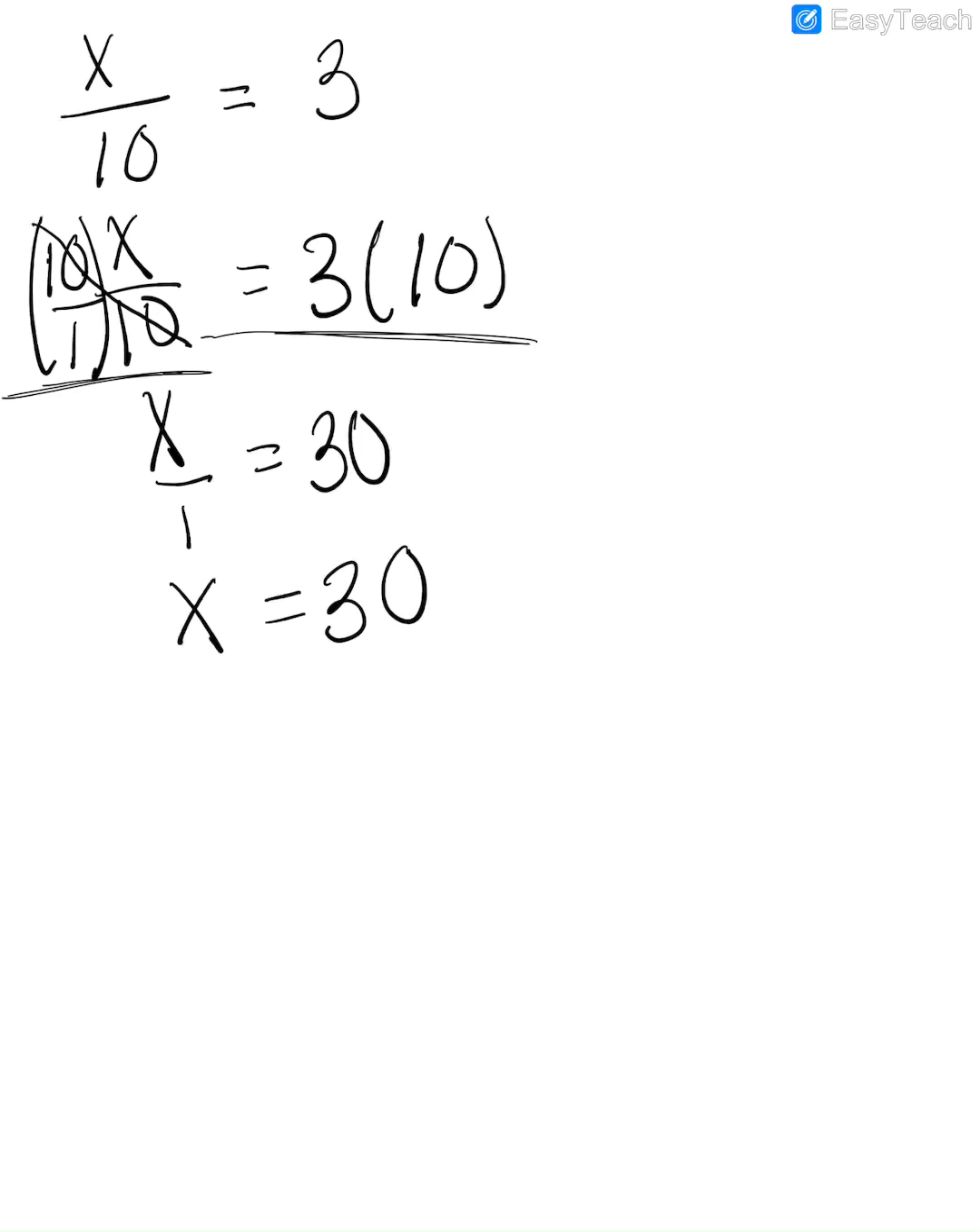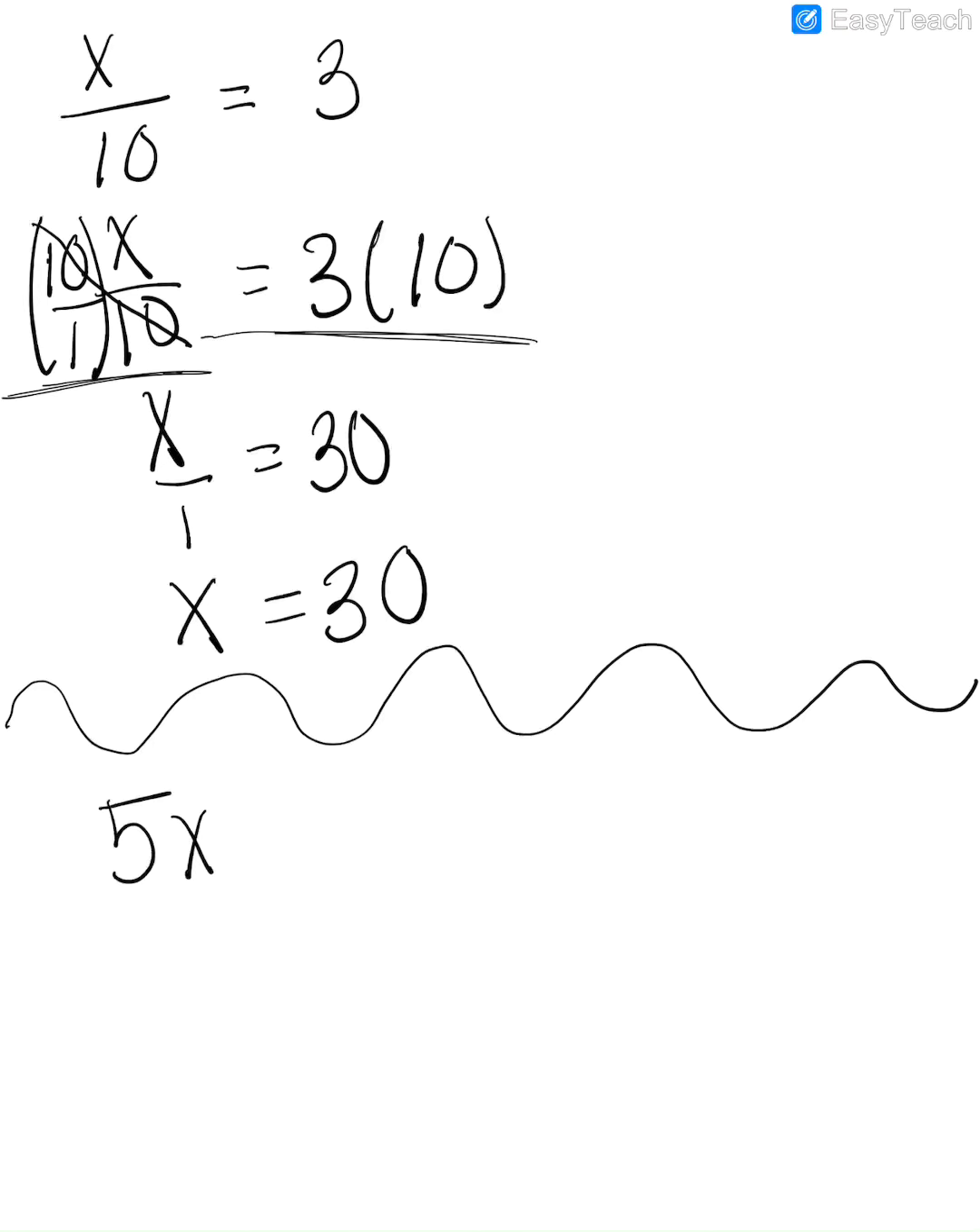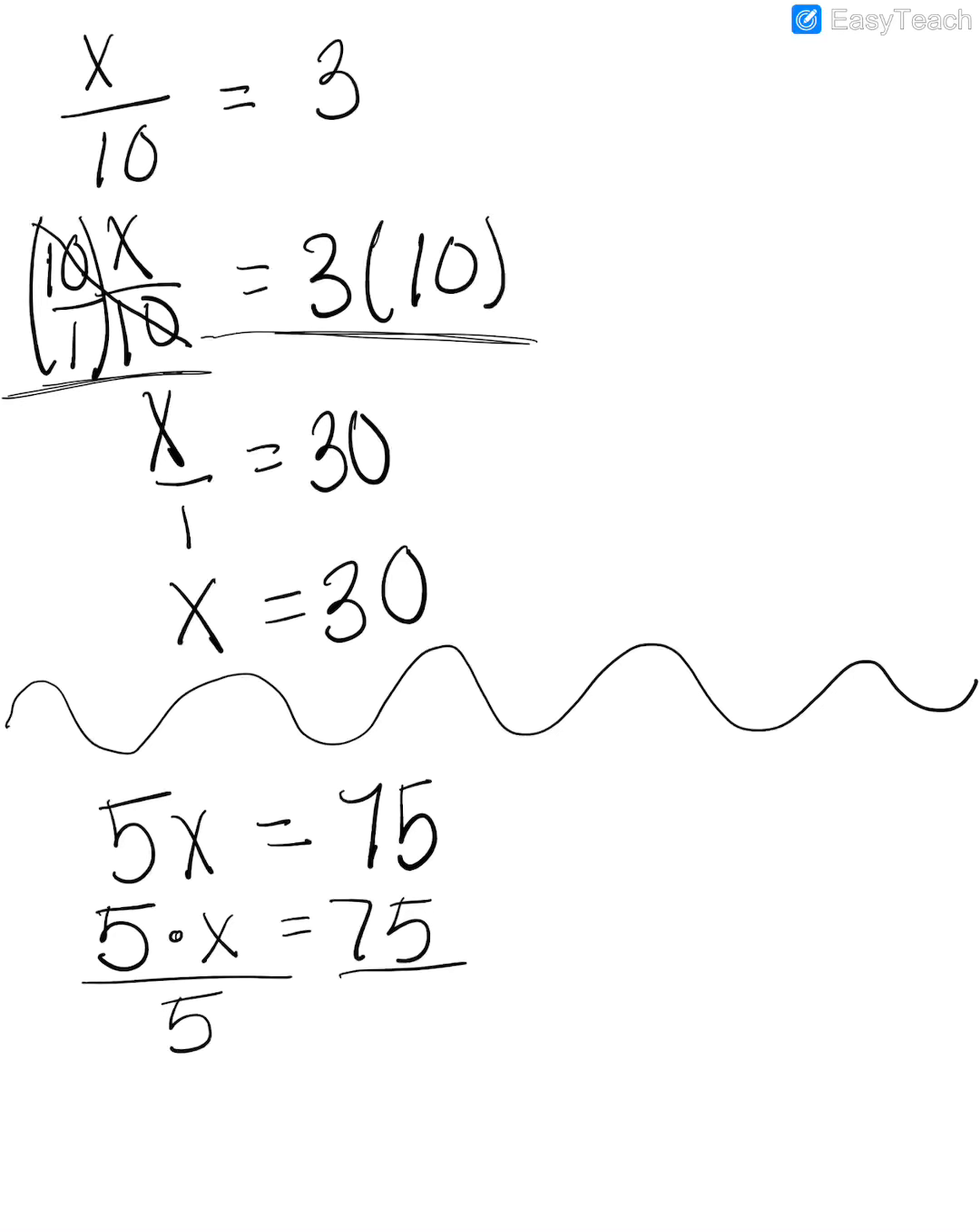All right, I'm going to try another type of problem here. So if I have 5x equals 75, that means we know 5 multiplied by something equals 75. So what will undo multiplication? Division. So 5 times x is 75. And we want to undo that. So we want to divide both sides by 5.